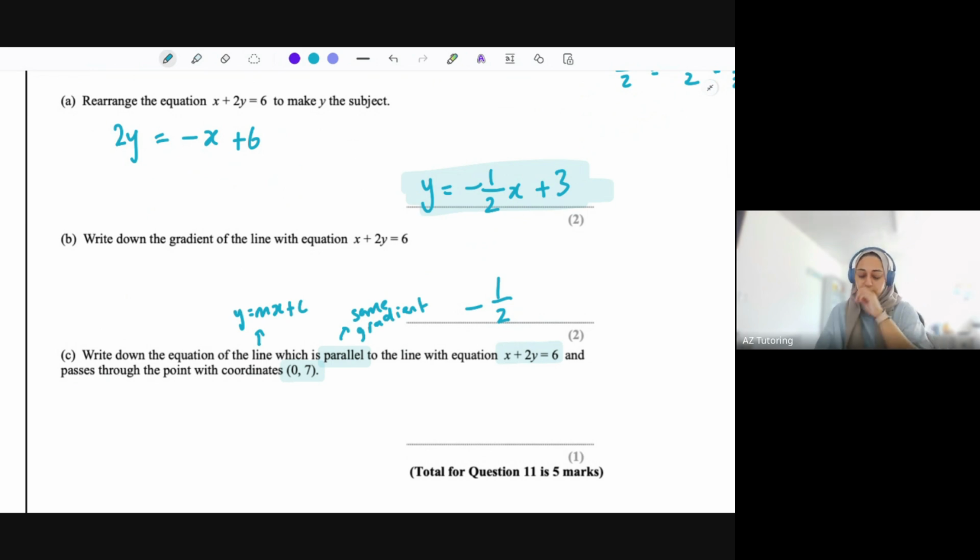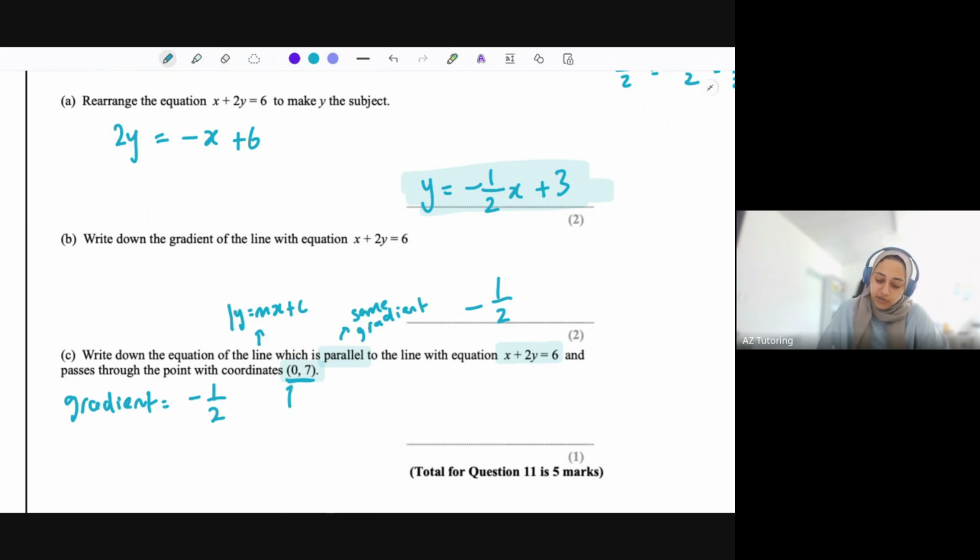Okay, so we're finding the equation of the line. So I need to find the gradient and y-intercept of that line. Now we know the gradient is going to be exactly the same as what we've just found because the line is parallel. So when lines are parallel, it means that they never meet. So they have the same gradient. So I can say the gradient is minus a half because there's a minus half here. And what's the y-intercept? Well, it says it passes through the point (0, 7). So (0, 7) passes the y-axis at 7. So that means the y-intercept is 7.